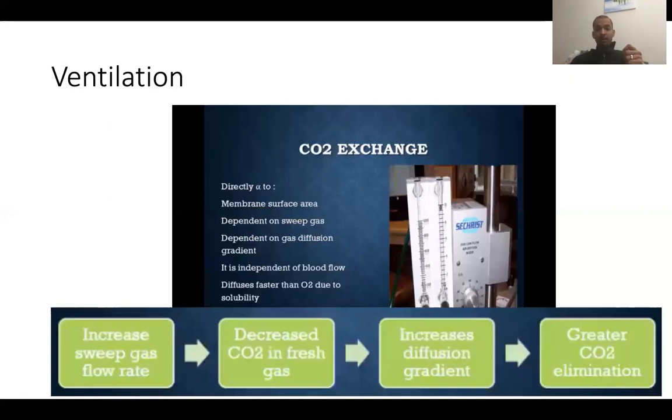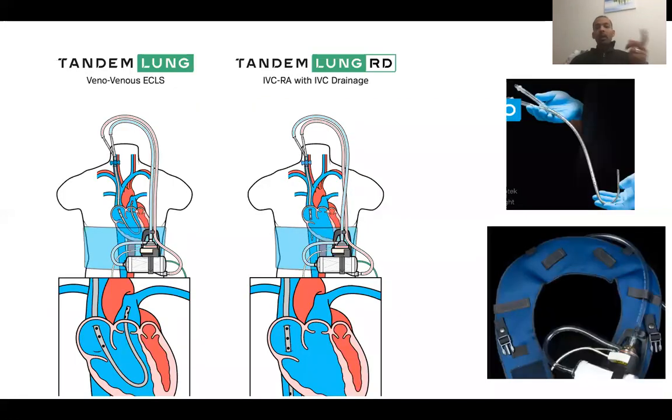Oxygenation is diffusion limited. Examples from Tandem or Nova Lung. Here you see the oxygenator is actually pretty sleek in this machine. That's the pump, and it's very portable, very friendly. This is the kit that you can attach to the patient.